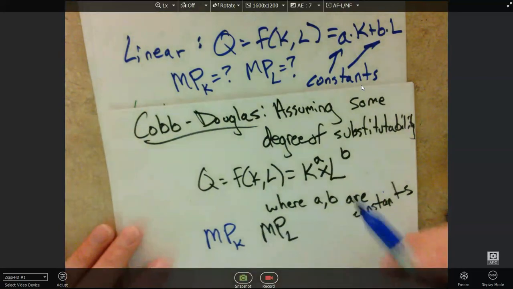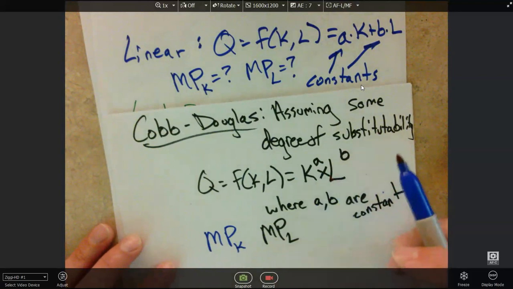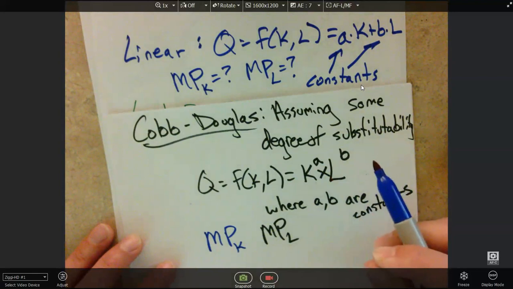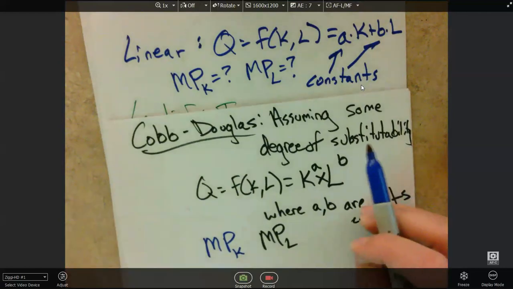All right, Savannah, what do you think? What's the marginal product of capital for the linear one? You can phone a friend. So no, it's okay, it's okay.